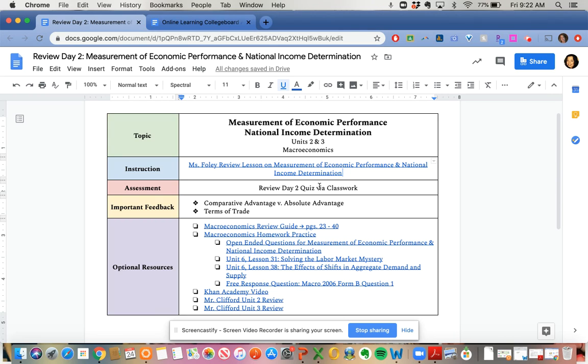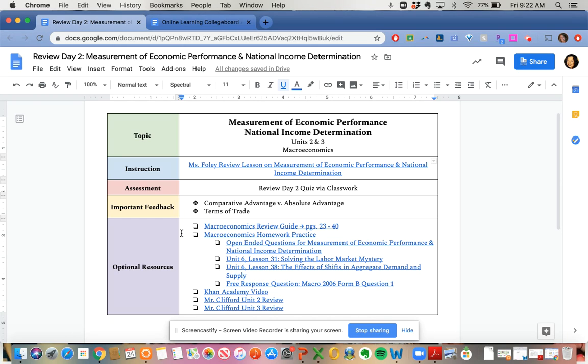It's in classwork. When I take a look at the quizzes from last class, people did pretty well. One of the big questions was this comparative advantage versus absolute advantage. Remember, comparative advantage means that you can make something for a lower opportunity cost. Absolute advantage means you can make more of something with the same resources.